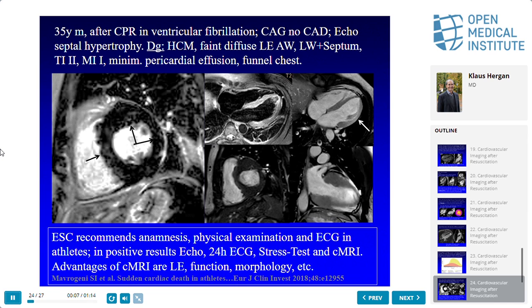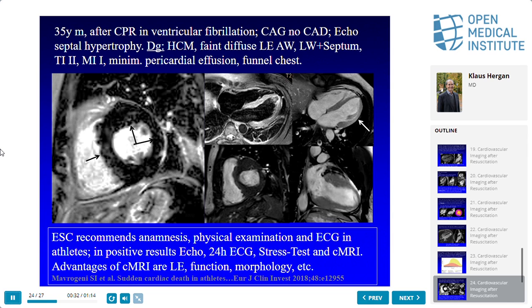There we have another patient, an athlete after resuscitation and ventricular fibrillation, who had no coronary artery disease but a septal hypertrophy and some spots of late enhancement within the septum. And you see this thickened myocardium here in the basal segments.